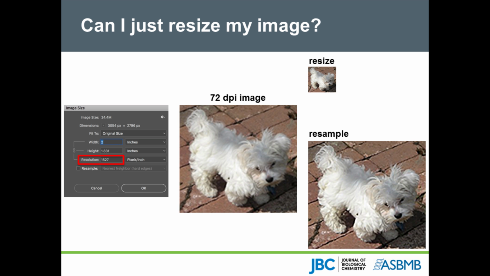One common misconception I see with authors is that they think they can just go into Photoshop and change the resolution by entering whatever number they need in the resolution box. This is absolutely not true. Take for example this picture of my dog when he was a young puppy. The image is currently at 72 dpi, typical of figures prepared in PowerPoint.